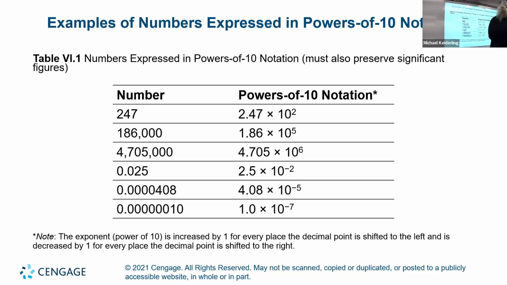And so, you know, if you want to deal with some large number, like say the speed of light, it is 3.0 times 10 to the 8th meters per second. And that's much more convenient than writing it out.